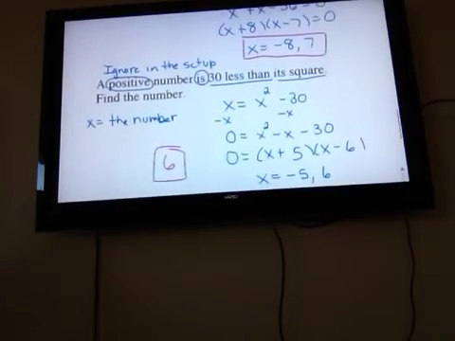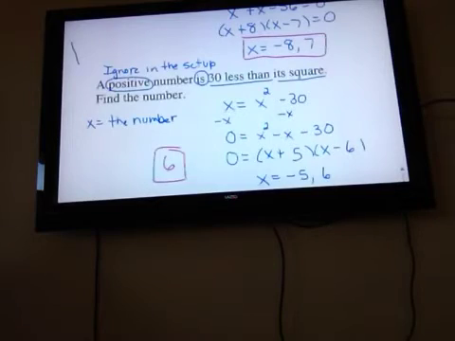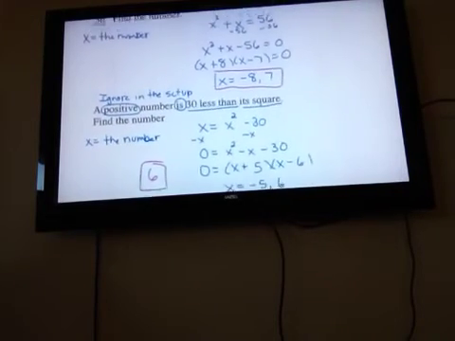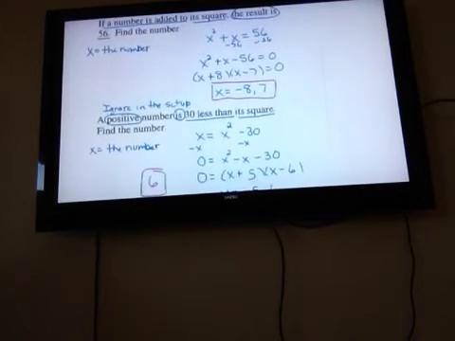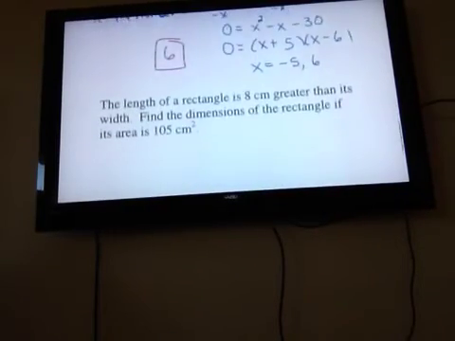Okay, anything you wanted me to clear up on those two before I go to rectangles? Anything on those two you want me to clear up? Okay.